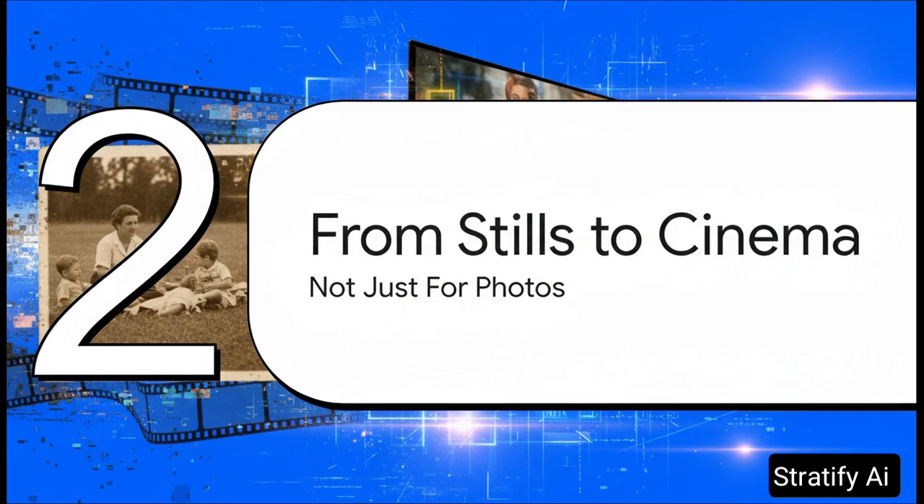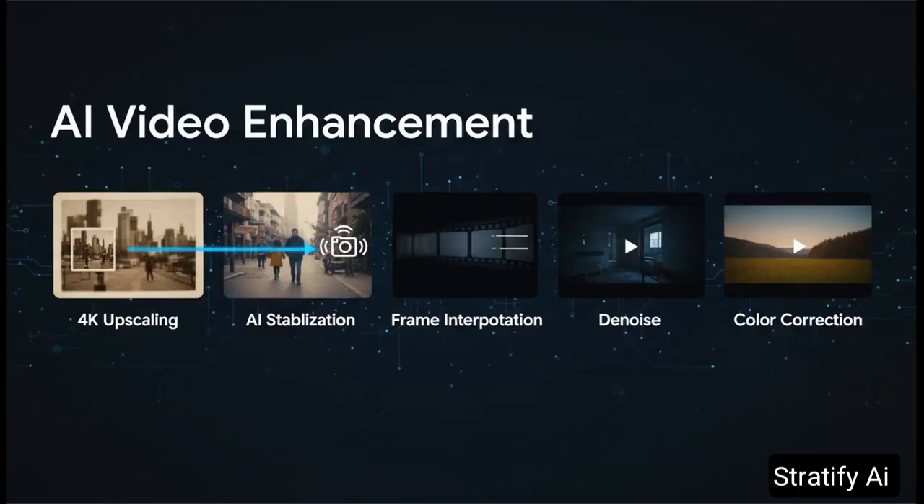So that's incredible for a photo, right? But hold on, because it gets even better. This same core technology isn't just for still images. You can apply these exact same ideas to old home movies. You know, that grainy, shaky footage, and turn it into something you'd actually want to watch on your big screen TV today. And for video, the AI can actually do even more cool stuff.